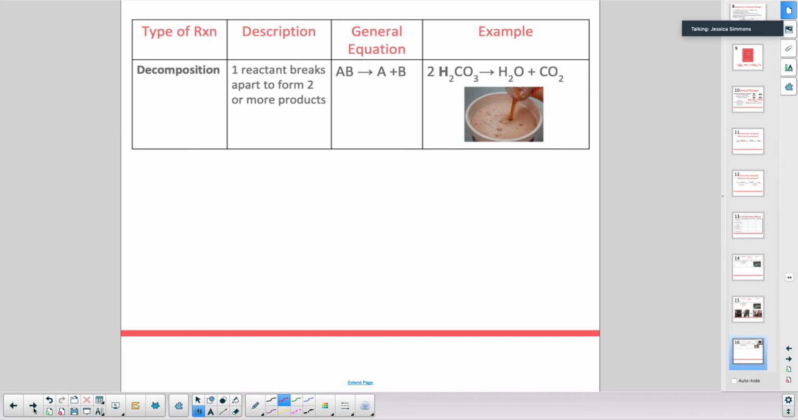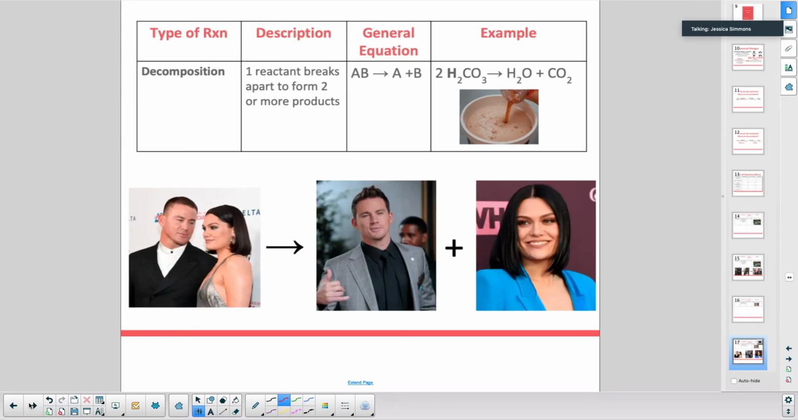All right? So the example there is soda and the carbonation that's coming back out of it as it fizzes. That is the release of carbon dioxide back into the air. So that's your example. Your celebrity example: Channing Tatum. And then they were together as one. Right? So it started out as one, and they separate apart into multiple. Hopefully that gives you a good little visual for what's happening.